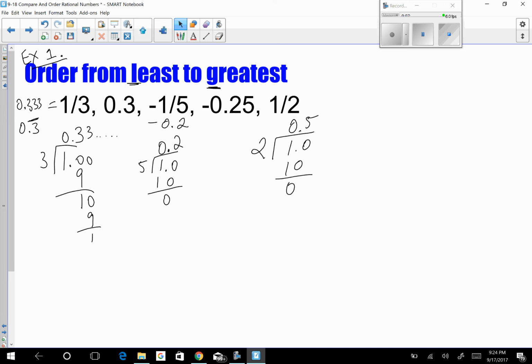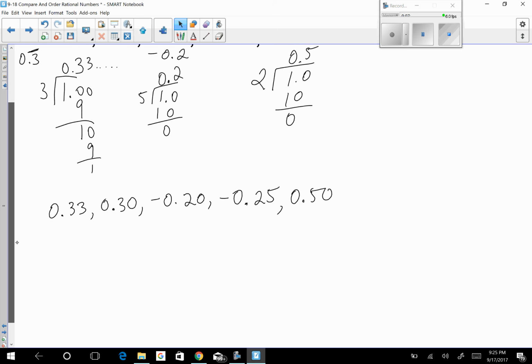So now we have 0.33, 0.30. Notice how I'm making them all have 2 decimal places. You want all your numbers to have the same number of decimal places so you can compare them place by place. Here, this was -0.20, -0.25, and then 0.50. So we're going to start ordering these. We want to go from the least to the greatest.